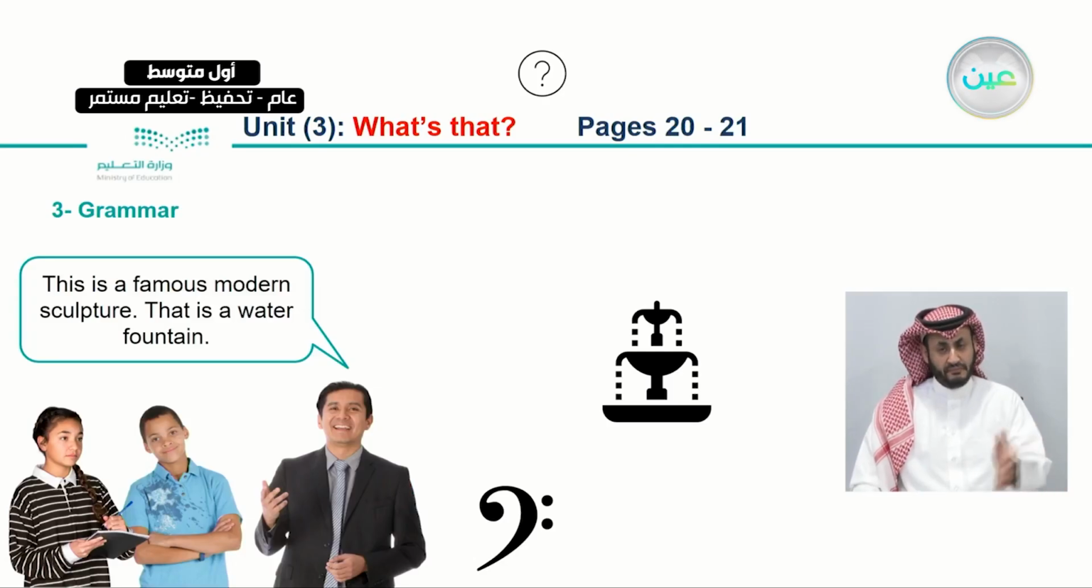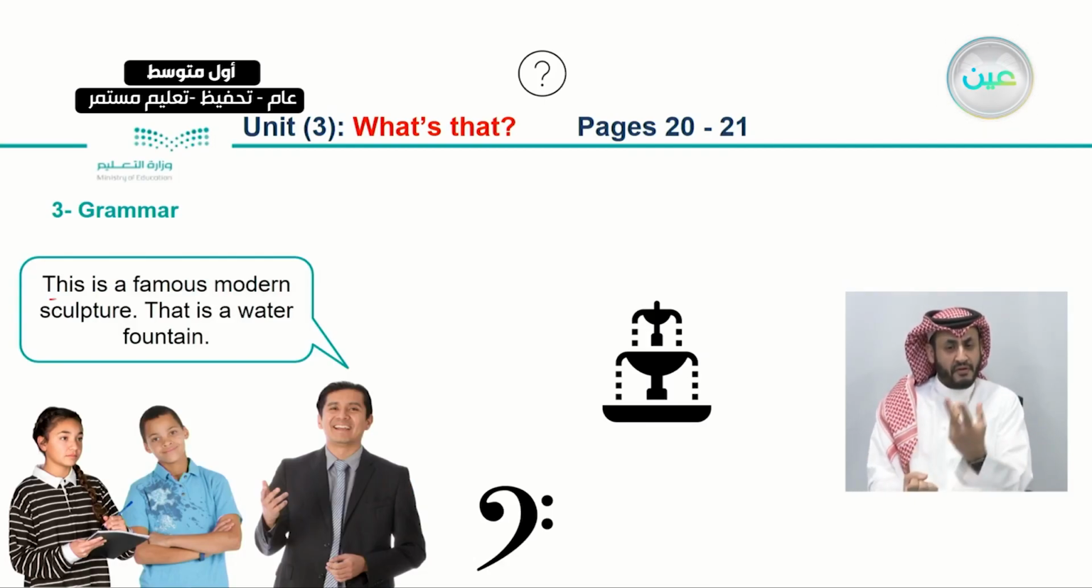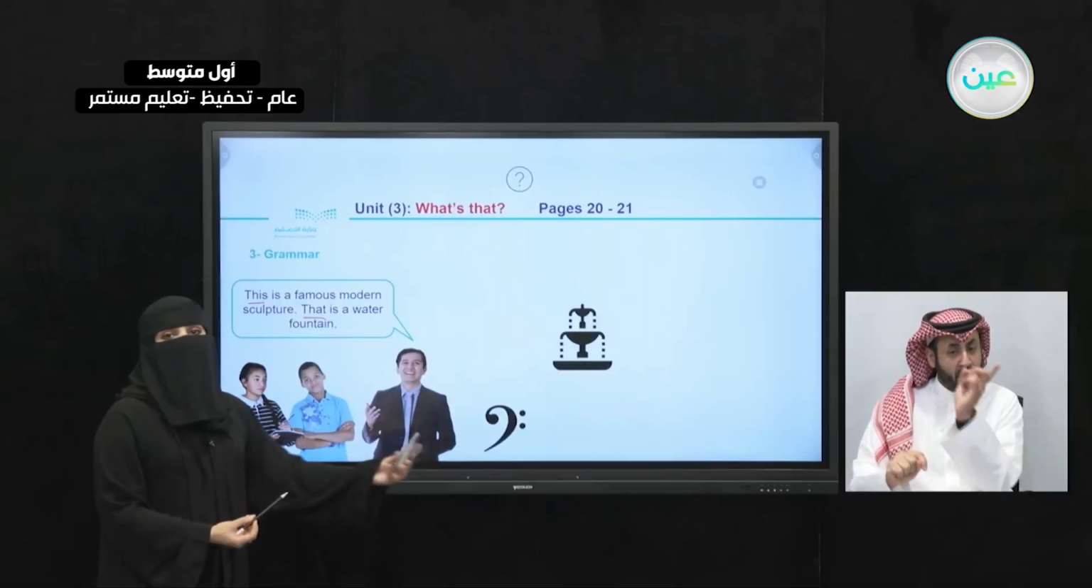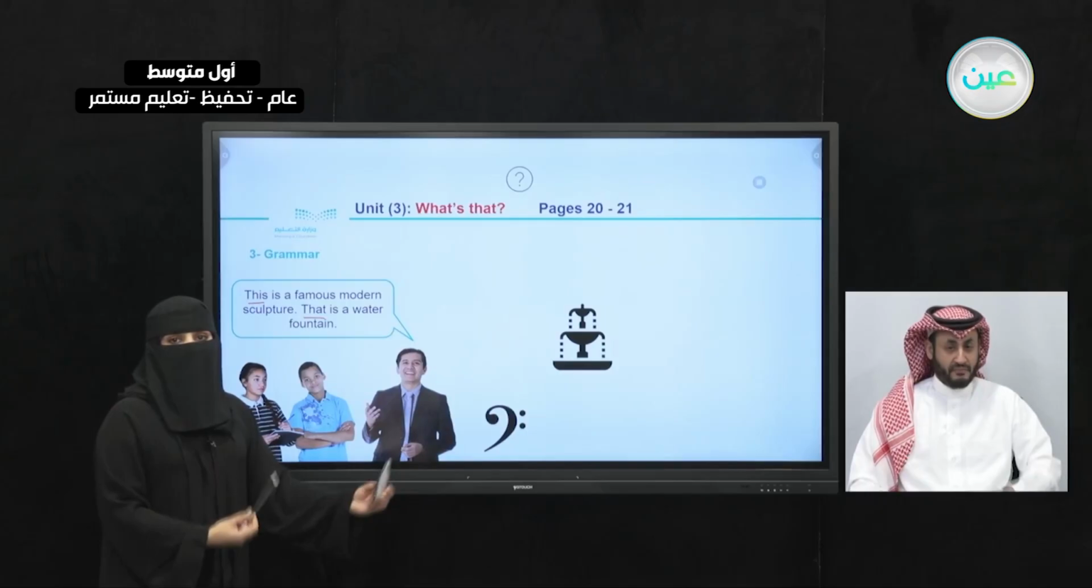Also, the tour guide was saying, this is a famous modern sculpture. That is a water fountain. Did you notice the difference between this and that? This is for a singular item when it's closer to you, and that is for a singular item when it's far away. This and that.